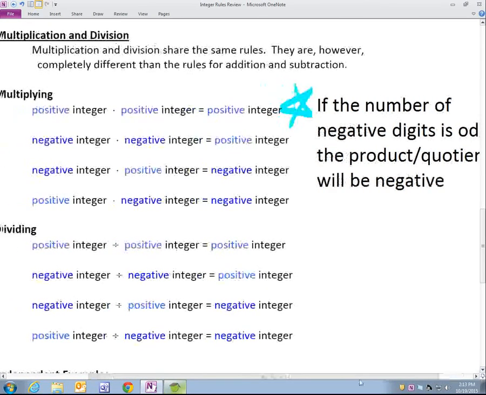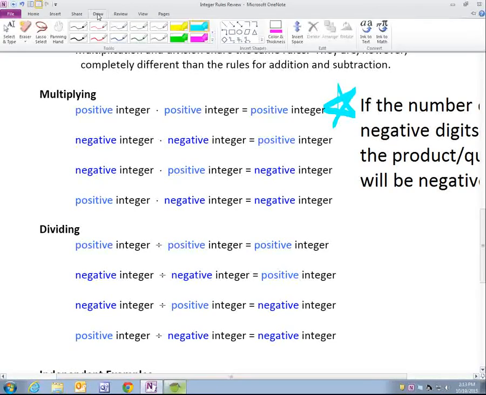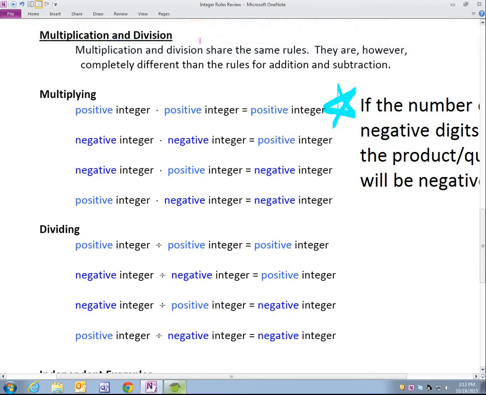So you will notice that whenever there are an odd number of negatives, for example, here is an even number of negatives. You don't have to circle these. There's an even number there, and look, it's positive. There's an odd number of negative numbers here, and look, it's negative.